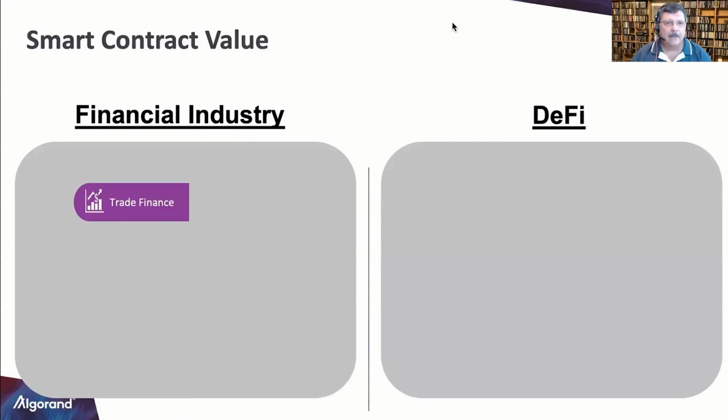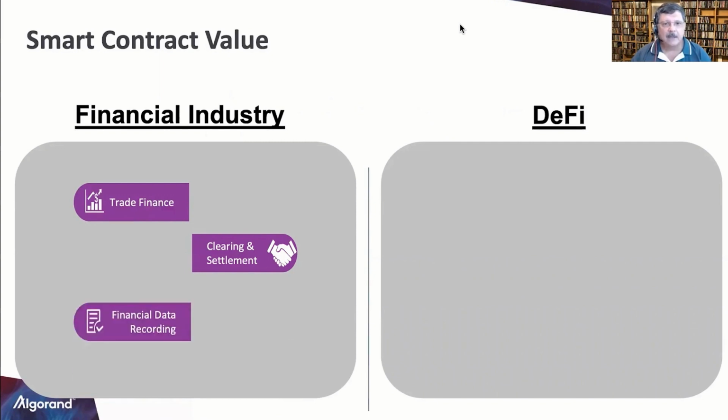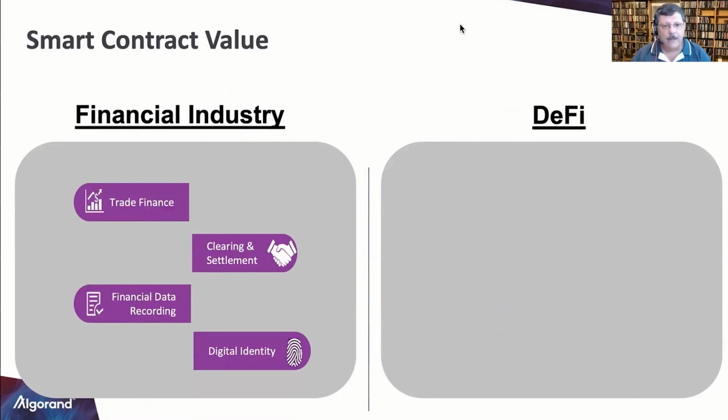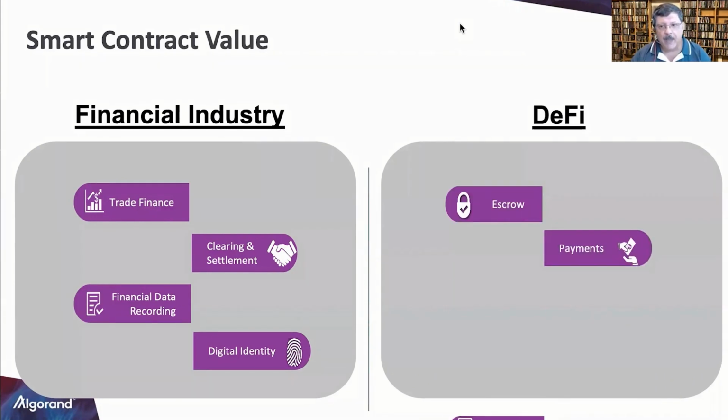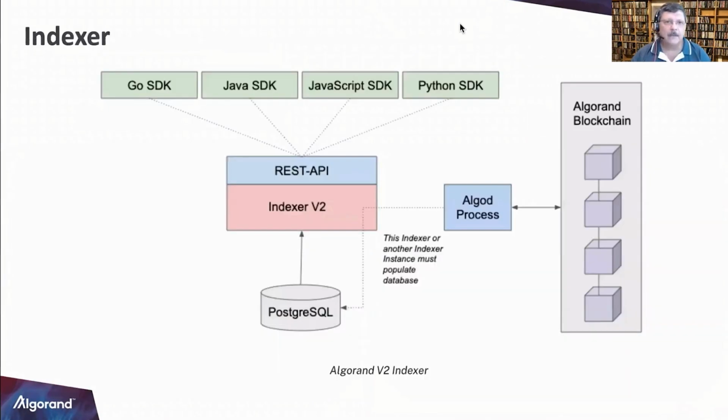Smart contract value, then basically the financial industry, lots of them, like the examples would be trade finance, clearing and settlement, financial data recording, digital identity. And then in the DeFi space, you got escrow, payments, credit lending, and stable coins.